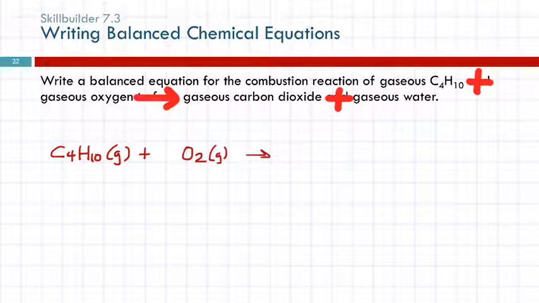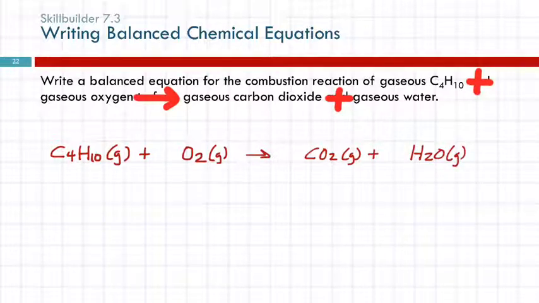And then the arrow, carbon dioxide. Okay, so we already saw carbon dioxide. CO2, and that's a gas. And gaseous water. What's the formula for water? H2O. And that's in the gas state. Now we need to balance this.